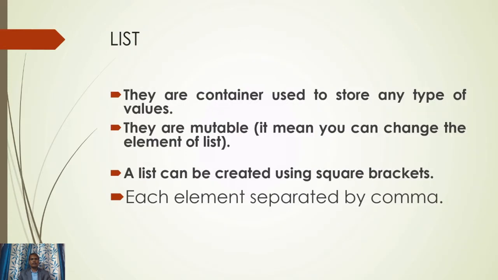What is a list? Lists are containers used to store any type of value. The value can be a number value, a string value enclosed in double inverted commas or single inverted commas, or a decimal value. A list is always mutable. All the elements of the list can be changed at any time.